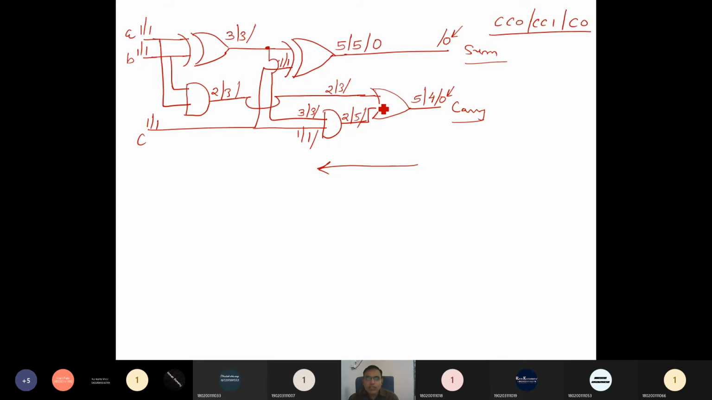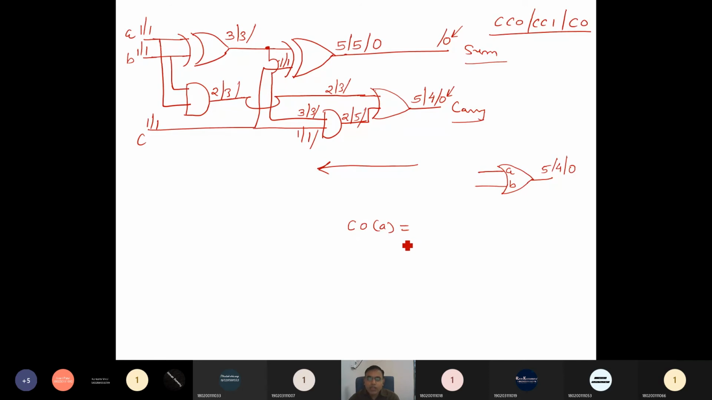So let me calculate the observability of the OR gate. In the OR gate we know it has 5, 4 and 0, where 0 is the observability. Now we want to calculate the observability of the first input of the OR gate, let me say this A input. So what is the equation to calculate the observability CO of the A input in an OR gate?